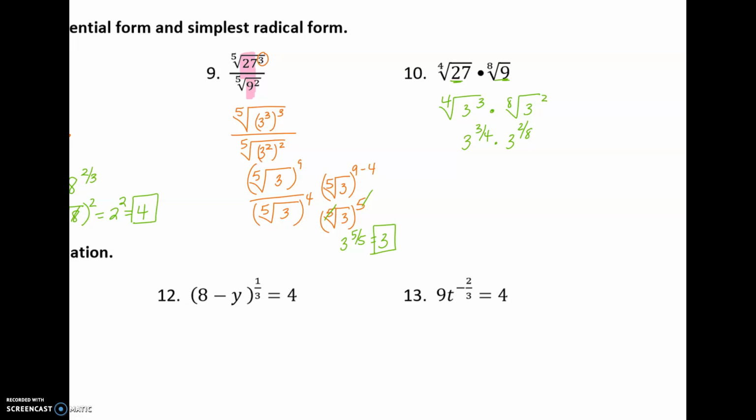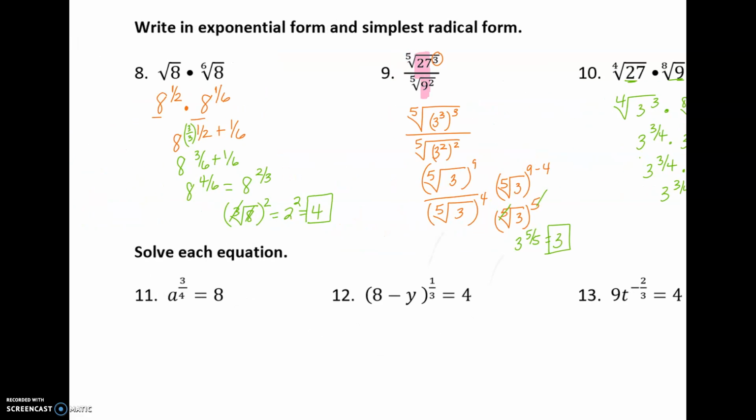Okay, so now I'm ready to go from there, and when I have the same base, I can add my exponents. So I get 3 to the 3/4 times, let's reduce this, 3 to the 1/4, because 2/8 is 1/4. So this becomes 3 to the 3/4 plus 1/4. And I can add them like they are because they have the same denominator, and we get 3 to the 4/4, or 3 over 1, which is 3.